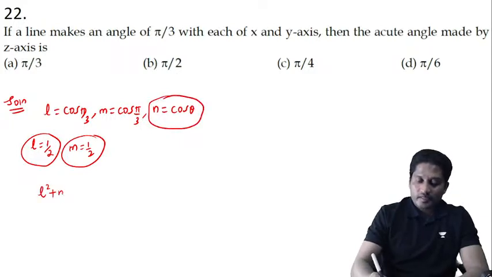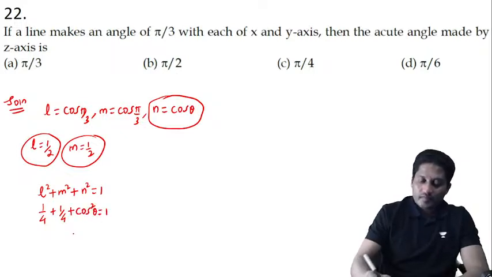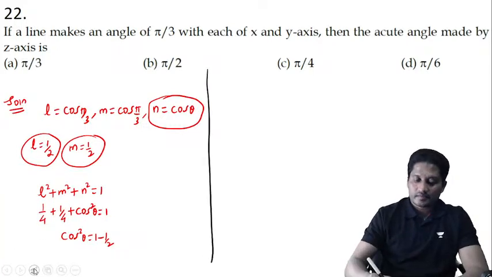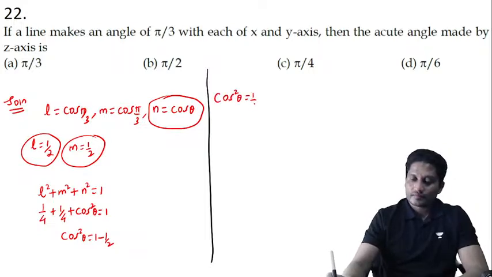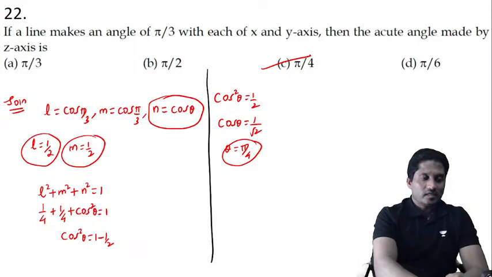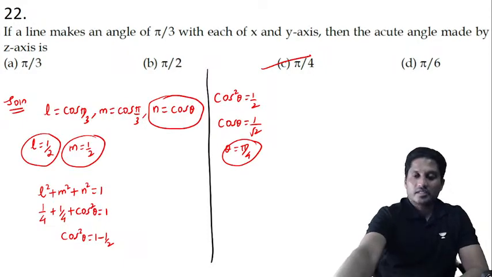L square plus m square plus n square is equal to 1. You get 1 by 4 plus 1 by 4 plus cos square theta is equal to 1. So cos square theta is equal to 1 minus 1 by 4 plus 1 by 4, that is 1 minus half. So cos square theta is equal to 1 by 2. Cos theta is equal to 1 by root 2. Acute angle, right? It won't be plus minus. Theta should be equal to pi by 4. Answer is option C. Got it, guys? Let's move to the next question.